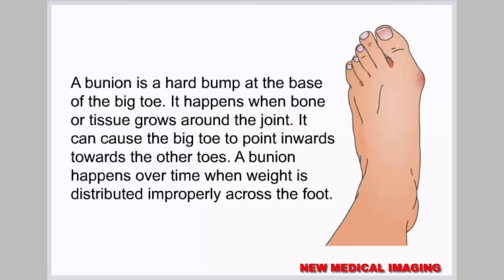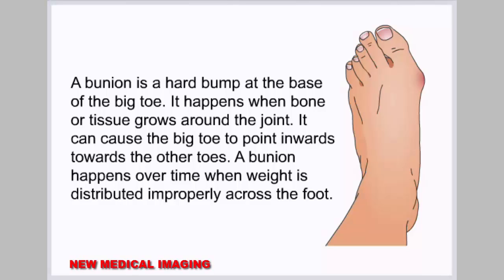Summary. A bunion is a hard bump at the base of the big toe. It happens when bone or tissue grows around the joint. It can cause the big toe to point inwards towards the other toes. A bunion happens over time when weight is distributed improperly across the foot.